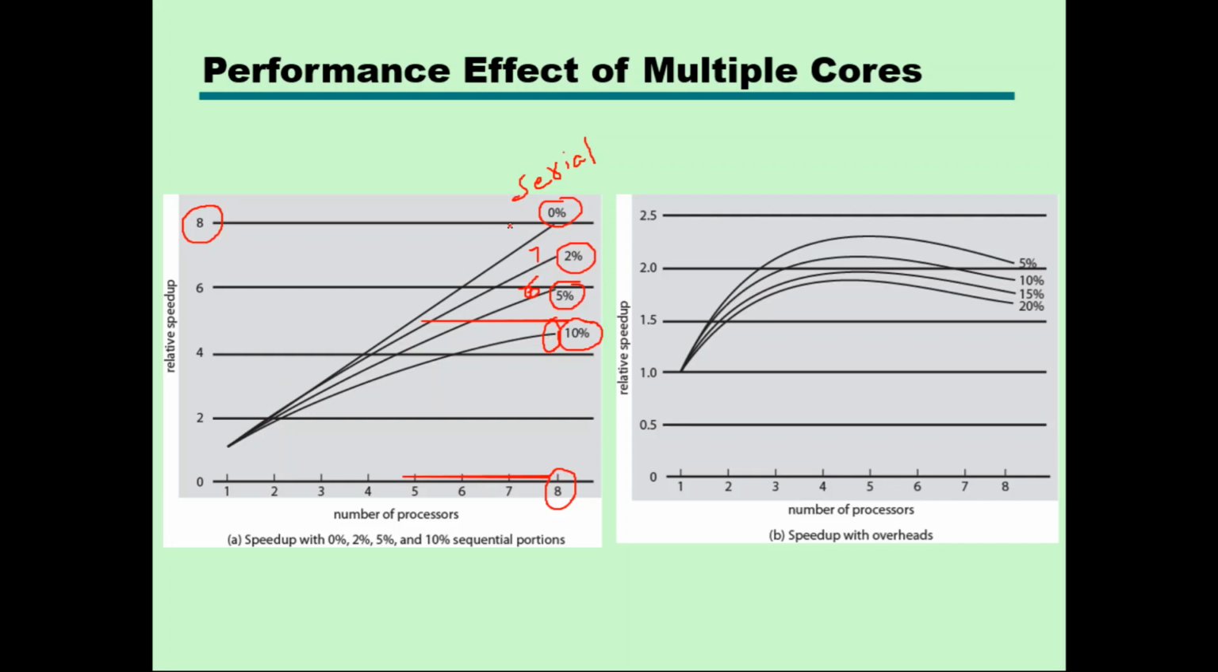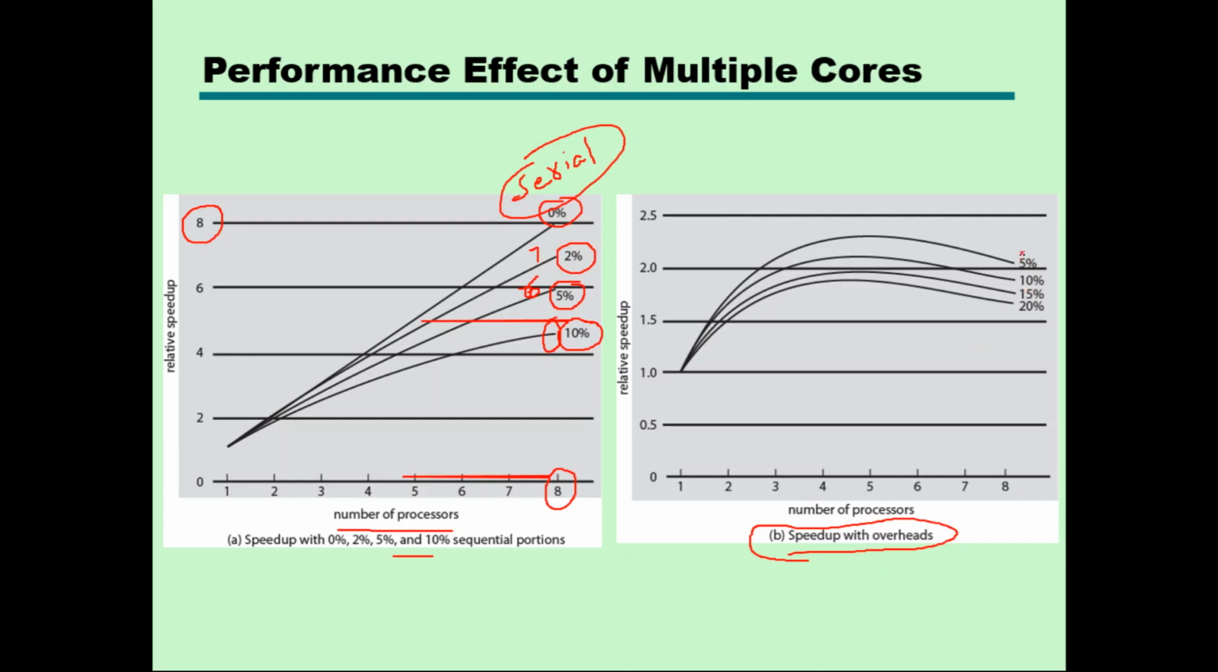This graph is an ideal graph, an ideal situation. It is only a theoretical representation. If this percentage of serial code is there, then this is the maximum performance gain you will get. But actually the performance gain will be less than this, because in reality we have some overheads. This graph represents the theoretical speedup, but this graph represents the speedup with overheads. So in reality there will be some overheads, and when you consider them, it still comes down.